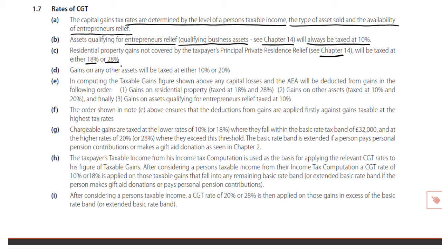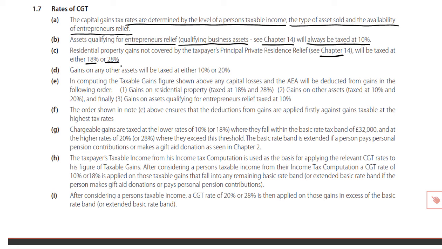So we need to identify what are qualifying business assets for entrepreneurs relief. We look at that in Chapter 14. We need to determine otherwise, is it residential property, not commercial, but residential property, other than that which is covered by your own principal private residence relief.